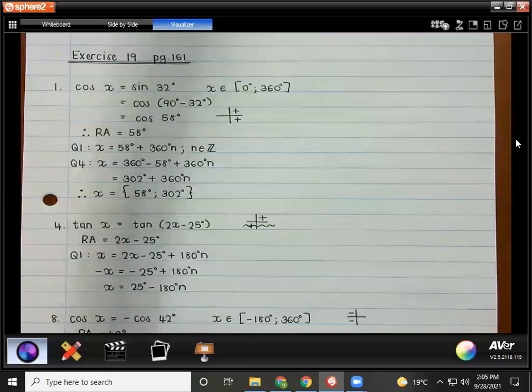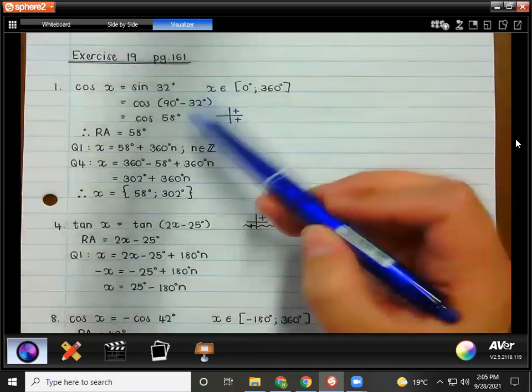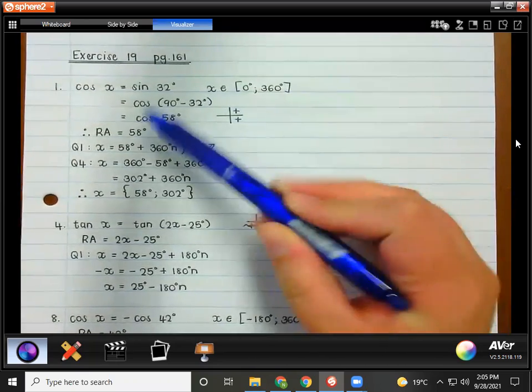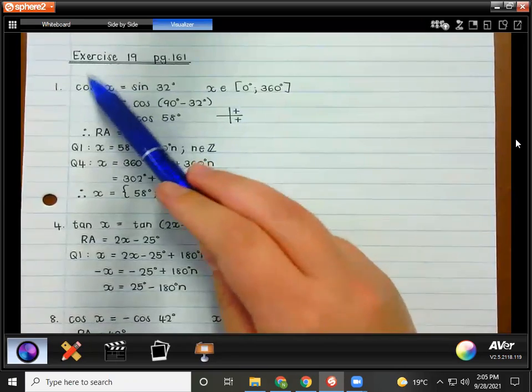In number one, you have to change sine 32 to cos 58. Like I said yesterday, you don't have to show that step where you say 90 minus 32. You can just do that on the calculator and change it straight away. So it's positive cos 58. So your reference angle is 58, and you're going to work in the quadrants where cos is positive.